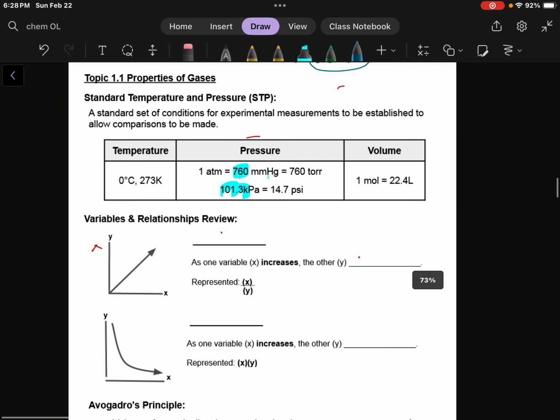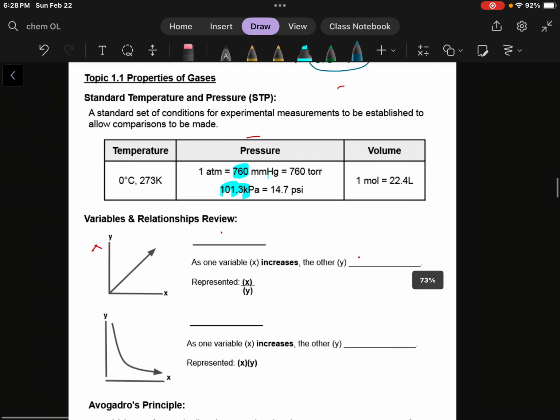Then properties of gases, again continuation. We are going to learn gas laws, right? So before you start the gas law, we are going to talk about the relations. We learned there will be two types of relation. One is direct relation and one is inverse relation.